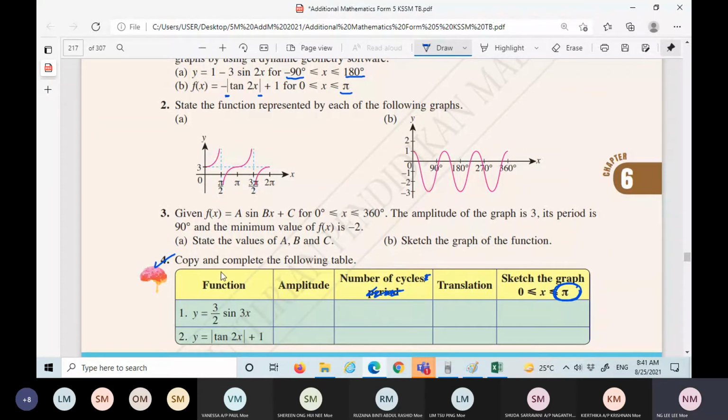Okay, this is the previous day's that I asked you to do. This is yesterday's homework. This one is today's homework. Today is what? The 25th. Okay, this is today's homework, question 3.